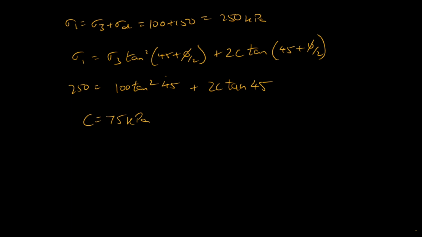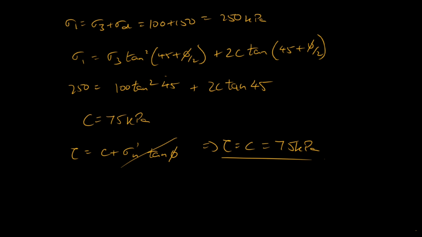So the equation of shear strength is tau equal to C plus sigma n dash tan phi. Since the value of phi is 0, this part will be neglected. Therefore, tau will be equal to C, which is nothing but 75 kilopascal.